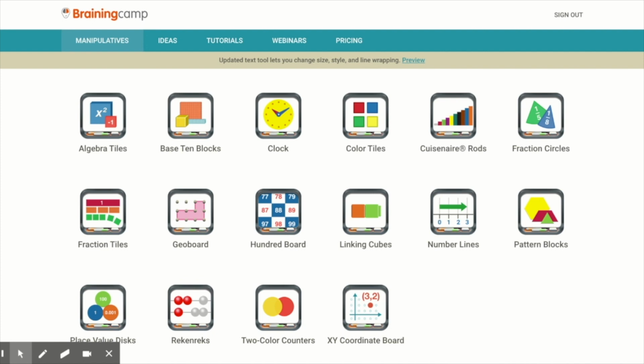Now, K through 2, we know that the majority of these are still going to be useful to them. And we know for 3 through 5, there are some of the other ones such as algebra tiles and the coordinate board. But these are all different resources for students to use. One of the main things to build fluency and understanding for students is using base 10 blocks. So we'll just take a look at it.